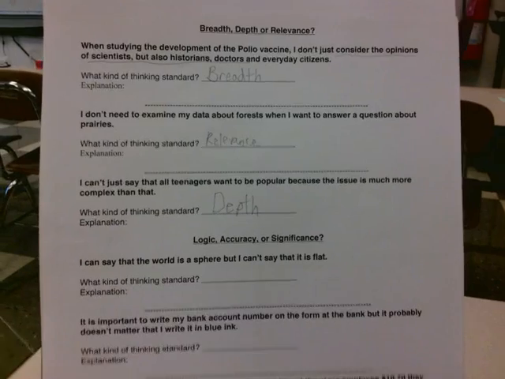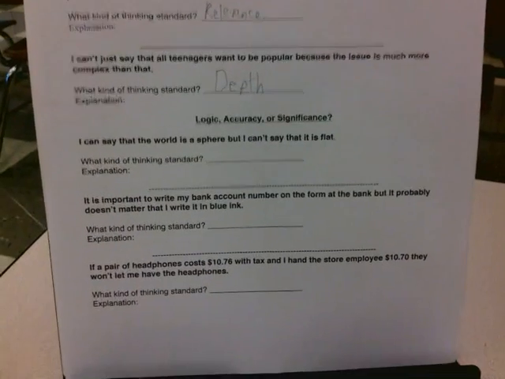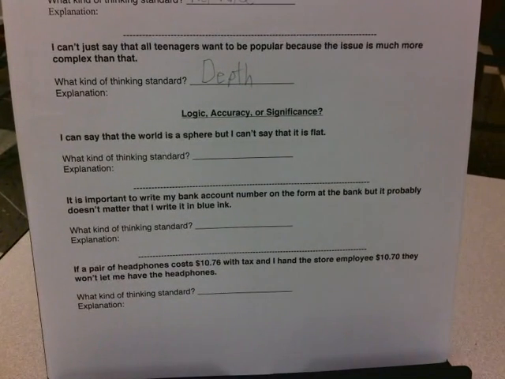All right, one more and then I'll let you off the hook. Okay? Logic, accuracy, or significance. I can say that the world is a sphere, but I can't say that it is flat. It is important to write my bank account number on the form at the bank, but it probably doesn't matter that I write it in blue ink. If a pair of headphones cost $10.76 with tax, and I hand the store employee $10.70, they're not going to let me have the headphones. Pause the video if you would like to think about them.